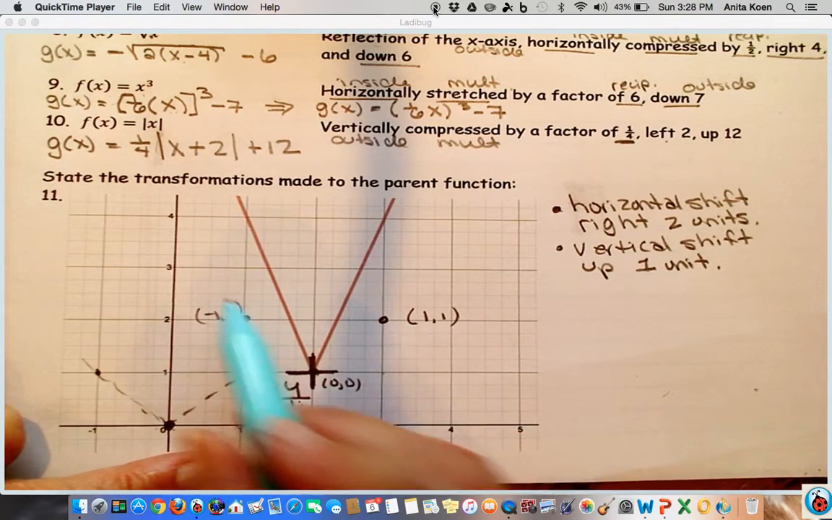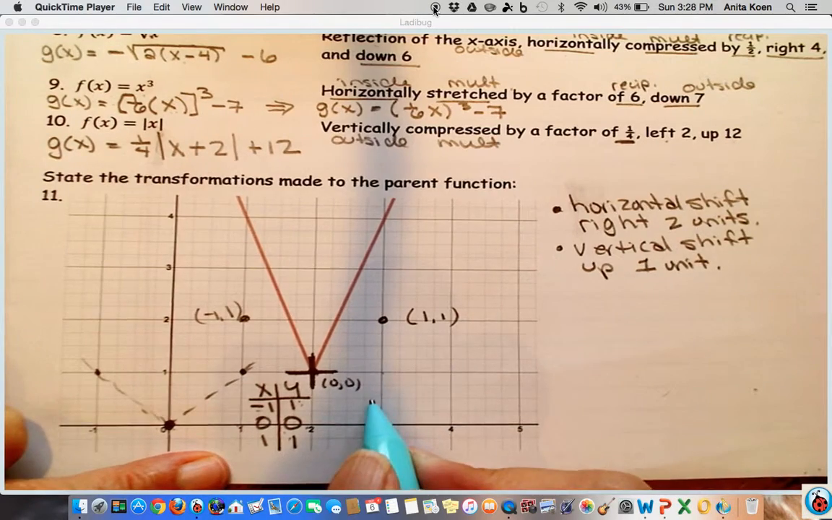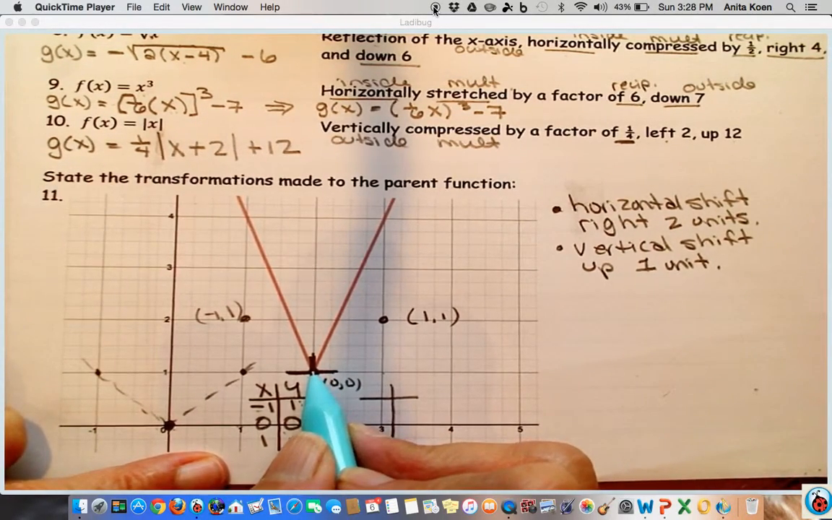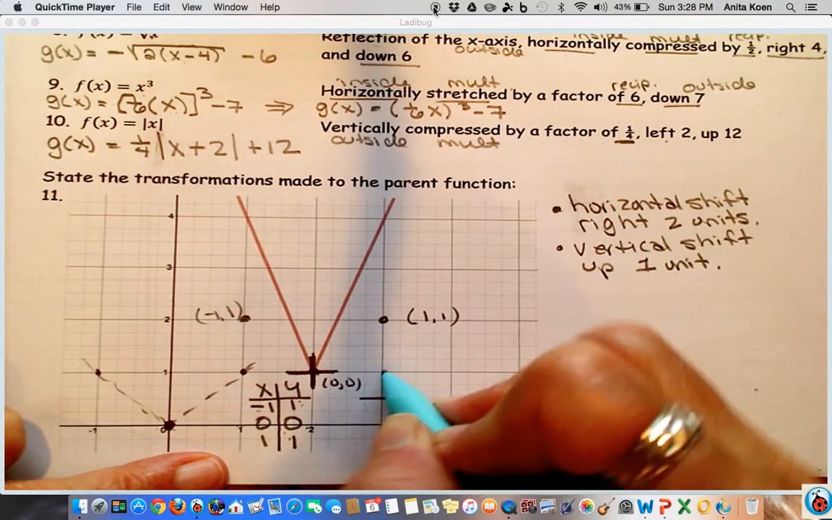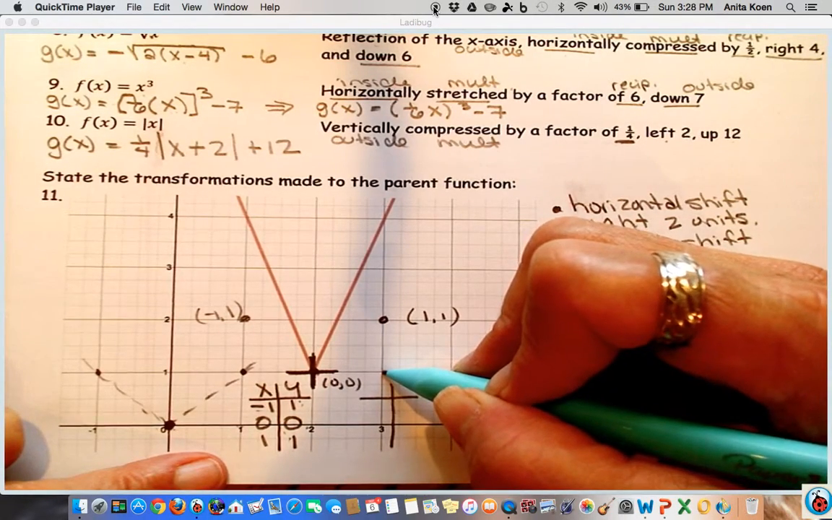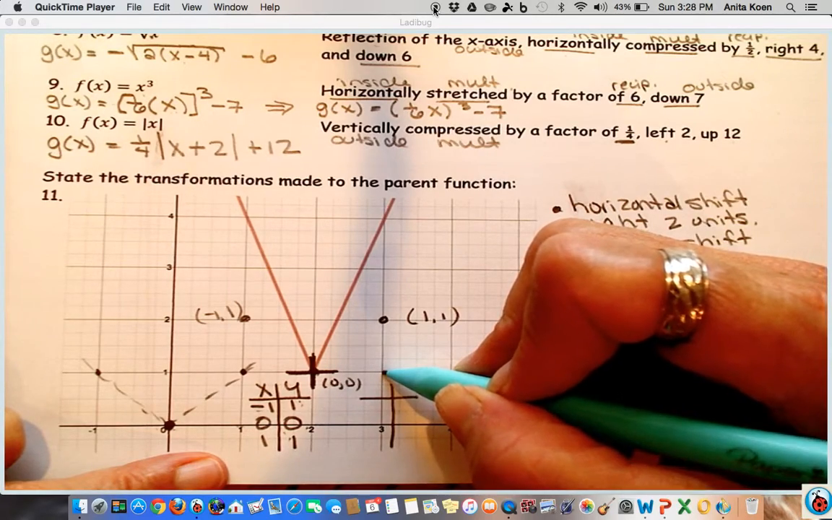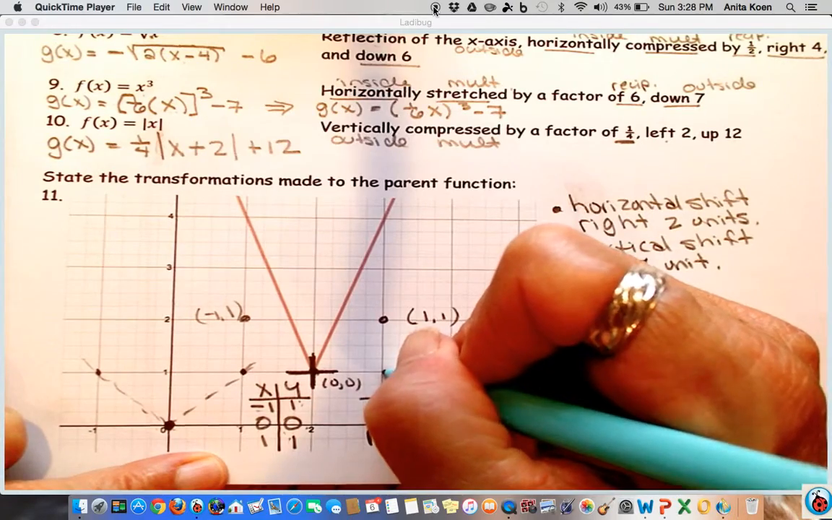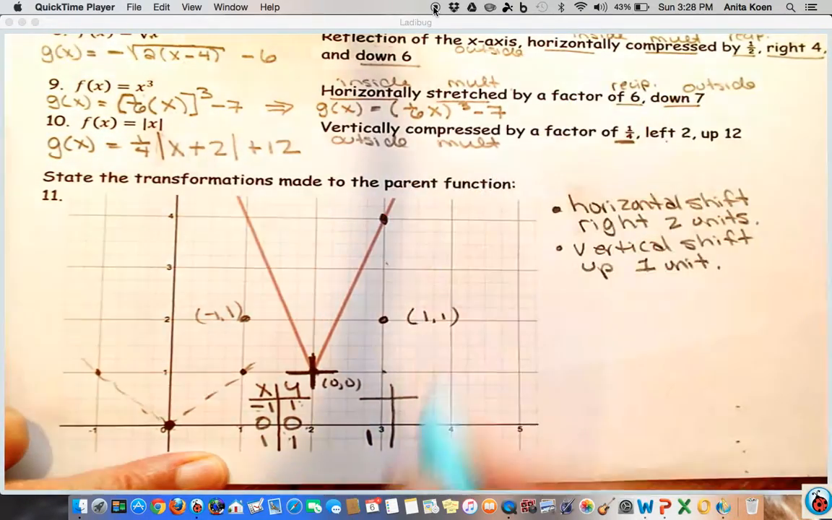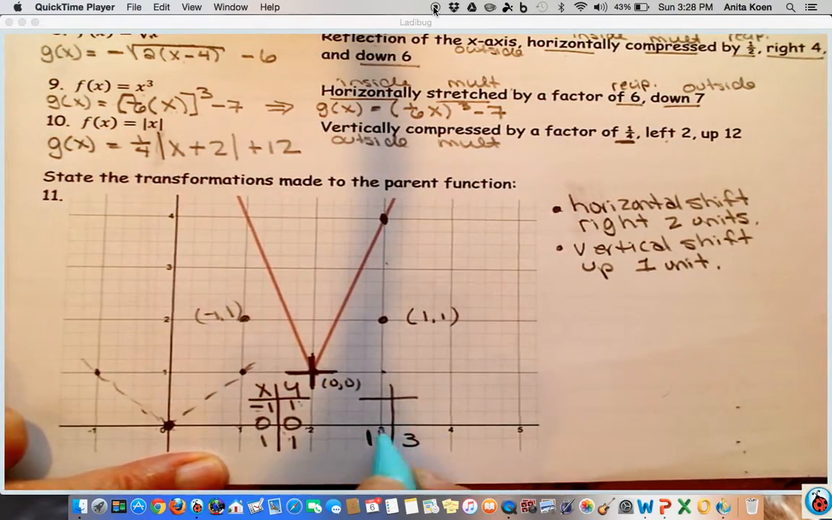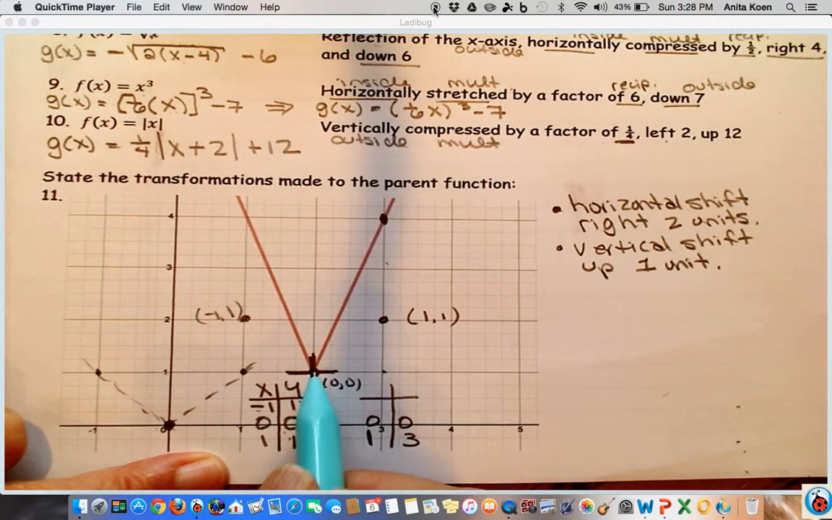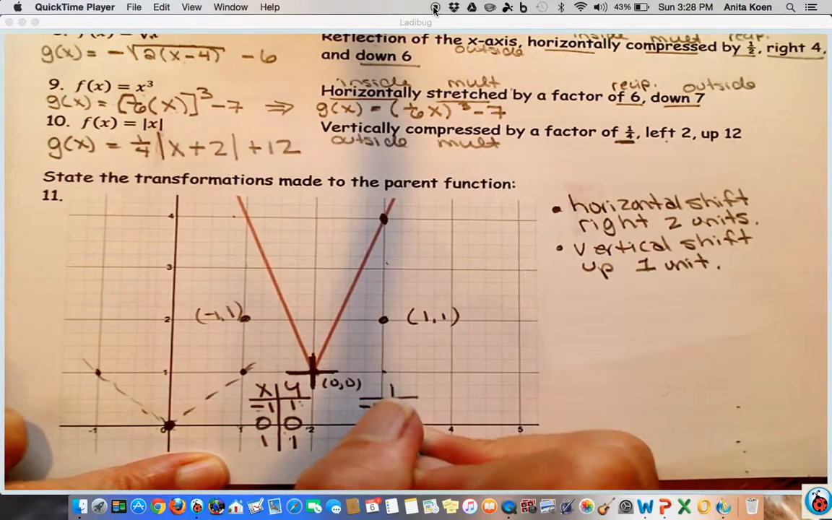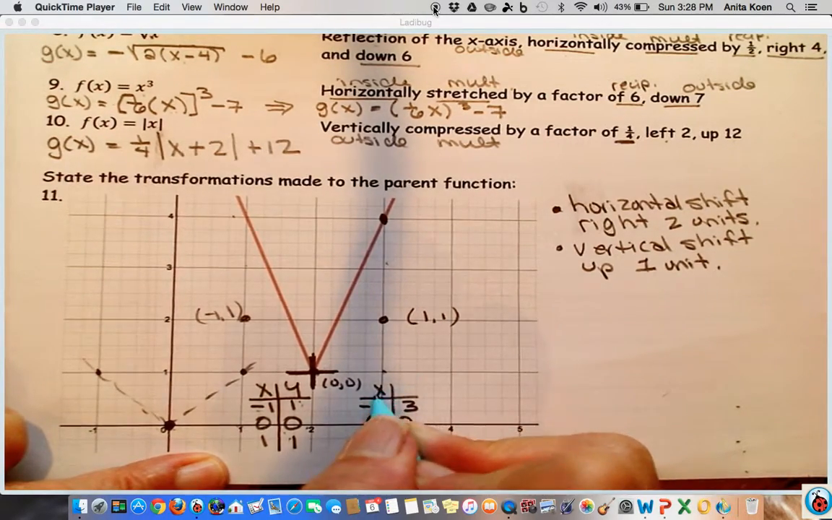Now, these points are not on my graph. So what I'm going to do is find points that are on my graph, okay? And if I go over 1, I ask myself, how many do I have to go up to get to the graph? So over 1, up 1, 2, 3. Over 1, up 3. Well, 0, 0 is still on my graph. Over to the negative 1, up 1, 2, 3. So negative 1, 3 is on my graph.